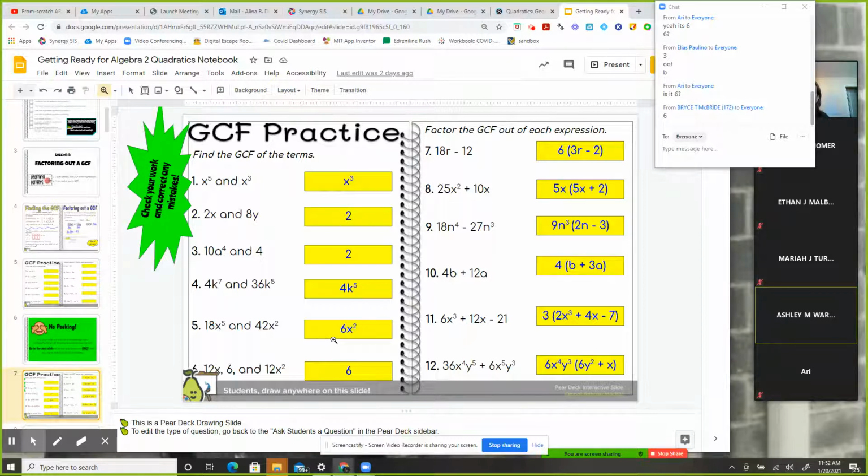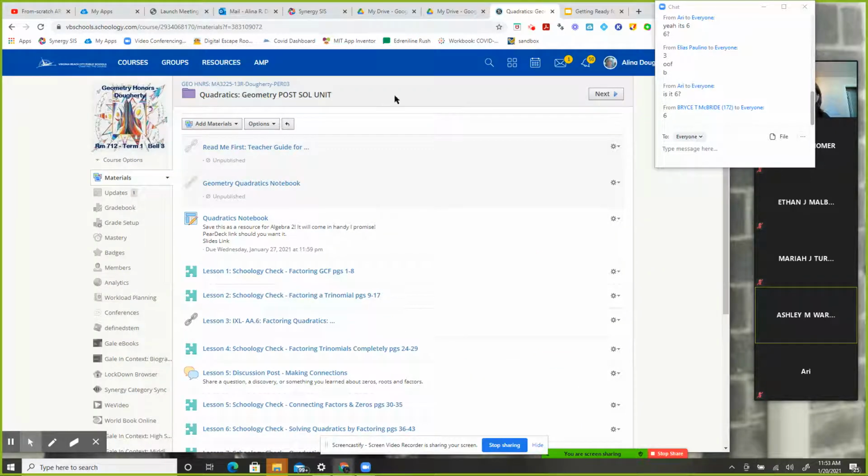What I would like to do is have you guys go back into here and click on this lesson 1 factoring practice. I would like to put you in breakout rooms and have you guys practice this for maybe 15 minutes, work together, and then we'll come back together and we'll see what we got. How do you feel about that?